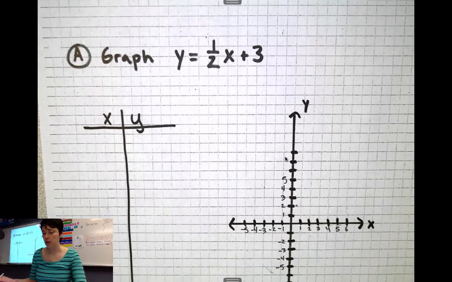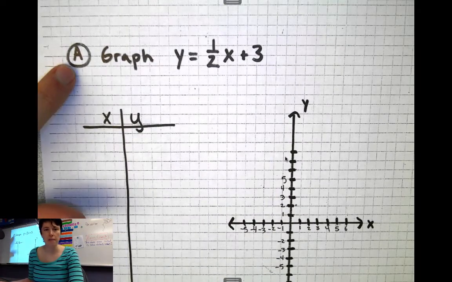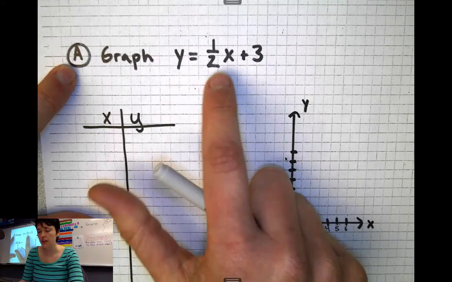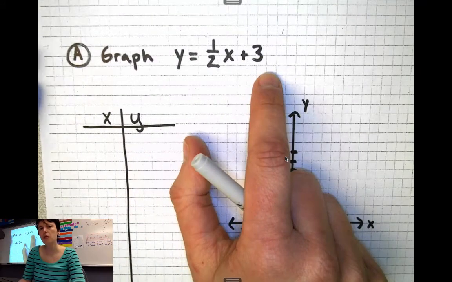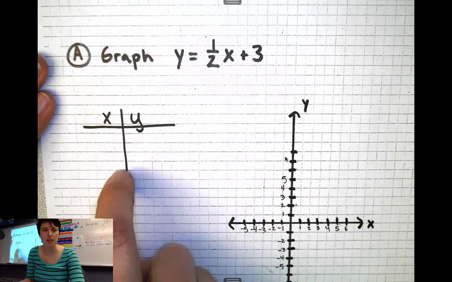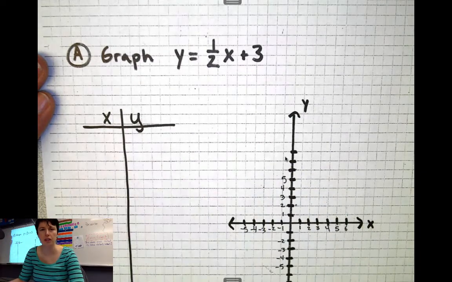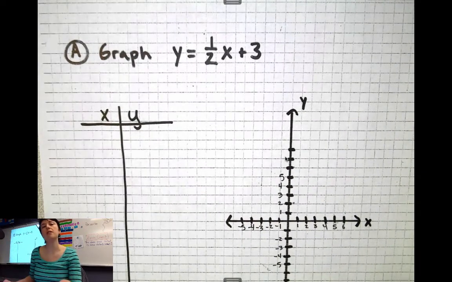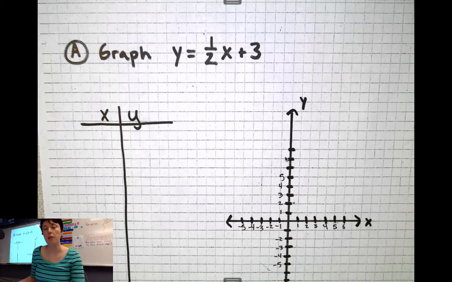So the first one we're going to try, I'm going to letter it A, is we're going to graph y equals 1 half x plus 3. It'd be really cool if we could graph it and build a table. There's kind of like two things we're really working on here. So you pause it first and see how much you can do on your own. And then when you're all done, unpause the video.